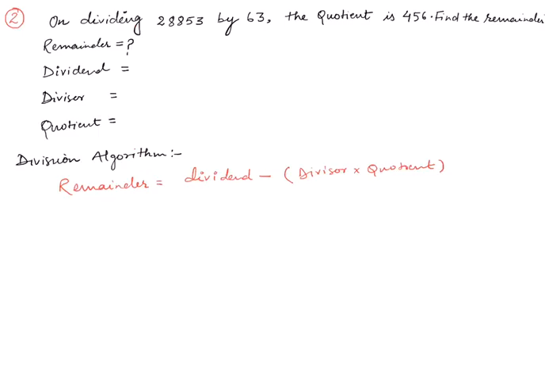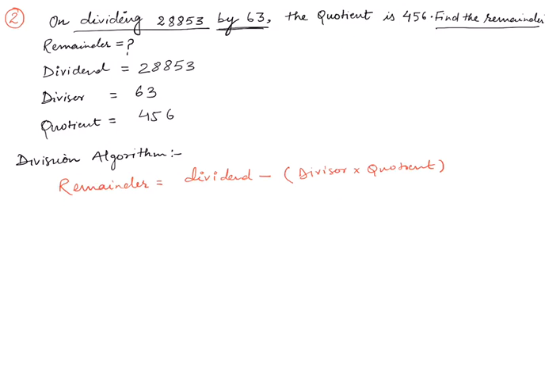The next question I'll discuss from the same exercise, question number 2, on dividing 28,853 by 63, the quotient is 456, find the remainder. Here it is mentioned that we have to find the remainder, so at the place of remainder we will put a question mark. The dividend on dividing this number is given, 28,853 by 63. Whatever is written with by, that is your divisor, and the quotient is given 456.